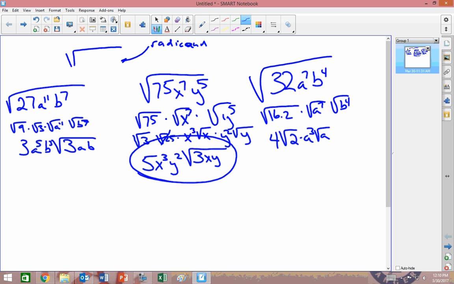What about b to the 4th? 2 get to come out. B squared, yeah. Is there anybody left over? No. Nobody's left at home. So look here. I take my outside stuff: 4, a cubed, b squared.